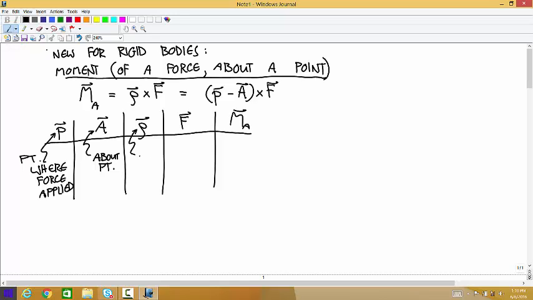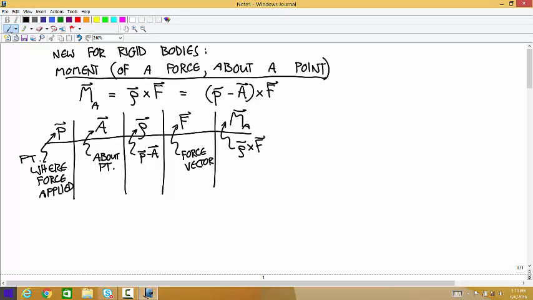This row vector is P minus A. This is the force vector. And the moment is equal to rho cross F. So you just go down the line calculating one thing after another.